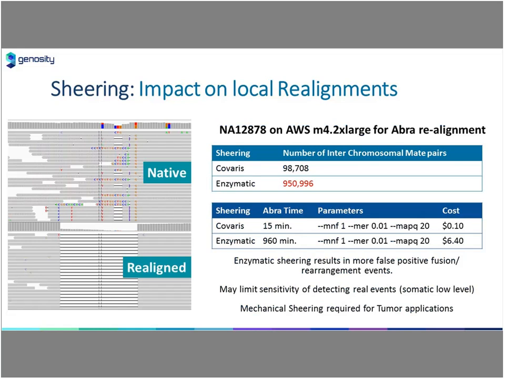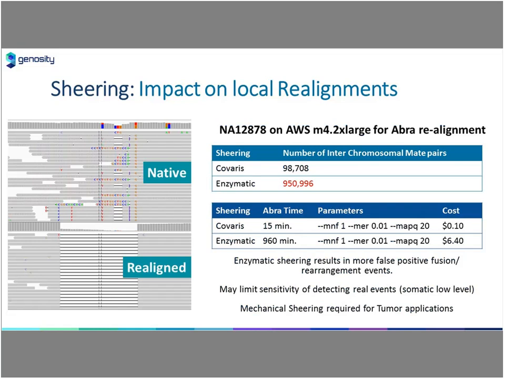And where this comes into play is when we talk about a mechanical shearing versus an enzymatic shearing. What we saw is our pipeline got choked up, and instead of taking about 15 minutes for the step where we use a tool called Abra, it took about 960 minutes. After going back and digging in, what we saw is that when we switched from a Covaris to an enzymatic shear, we saw a significant increase, a 10-fold increase in the number of interchromosomal mate pairs.